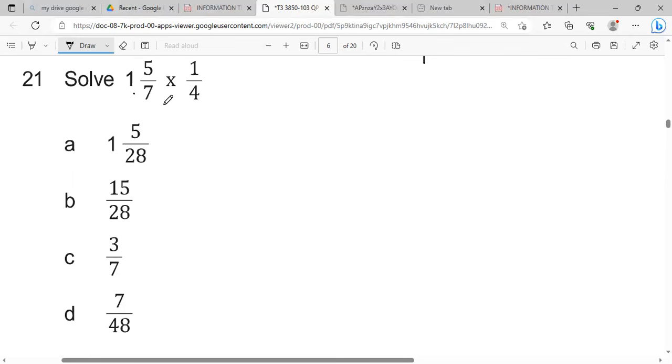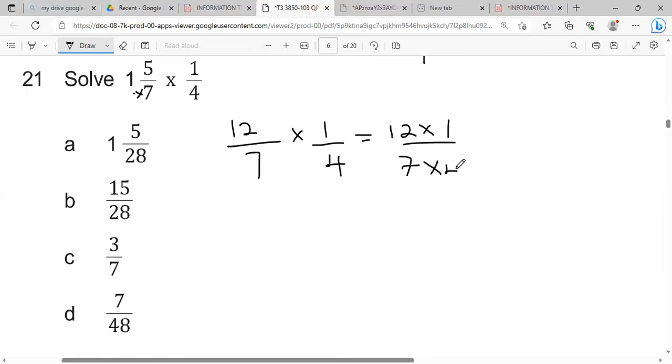Solve 1 and 5/7 times a quarter. So what we do now, we say 1 times 7 is 7. 7 plus 5 gives us 12 over 7, and we times it by a quarter. And we know the rule states already. We multiply numerator by numerator. So it's 12 times 1 and 7 times 4. There we have it. That will give us 12 over, 7 4s are 28. So what we can do now is reduce this.